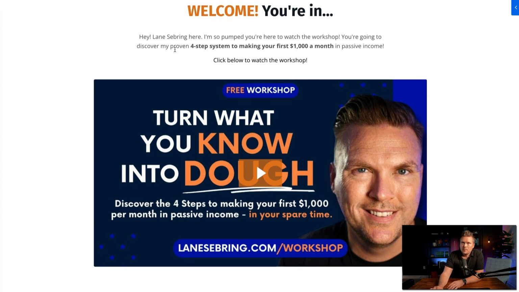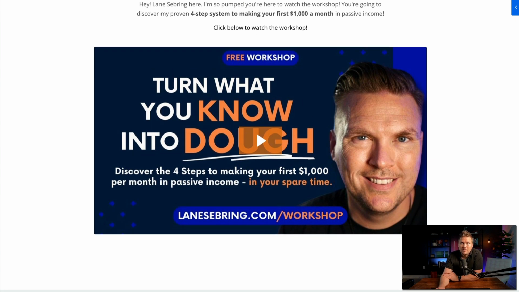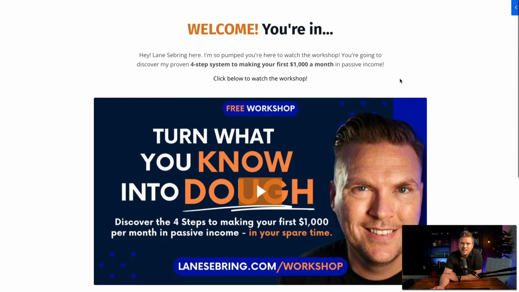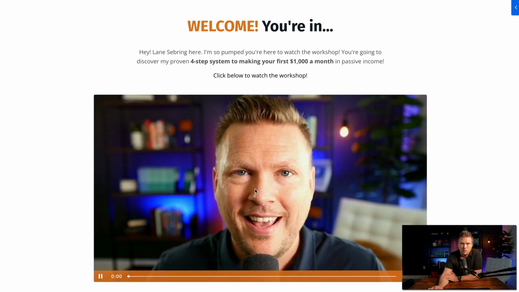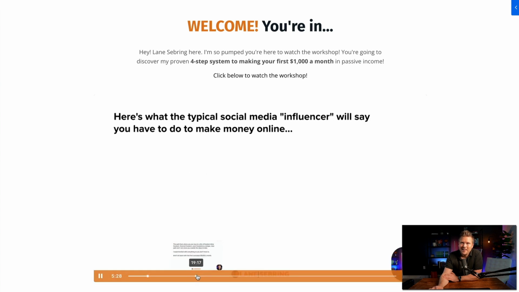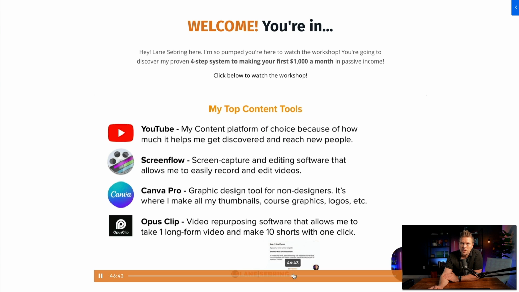So you're going to discover my proven 4-step system to make your first $1,000 a month in passive income. And then this is just the video embedded in there. Now at the bottom, you notice that this experience up here is relatively uninterrupted. A little bit of headline, some text, and then the video to watch. And it's me really close to the camera, okay? But then it literally just goes through the workshop, all right?